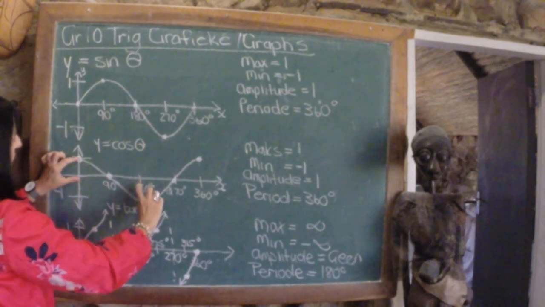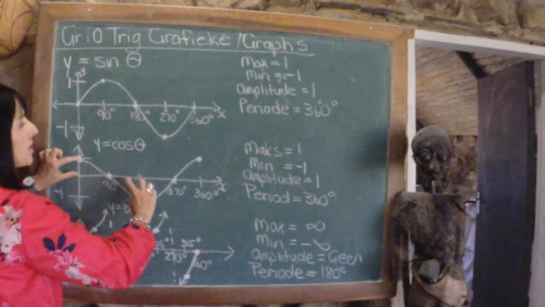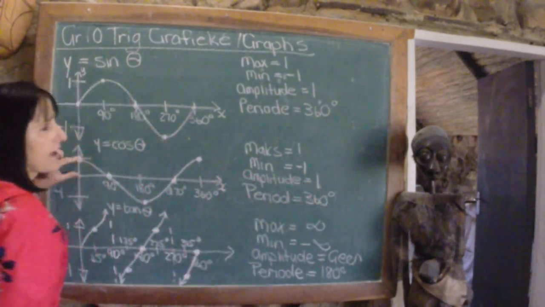How far does it go from the horizontal to the maximum? Horizontal to minimum? Also, 1 value.